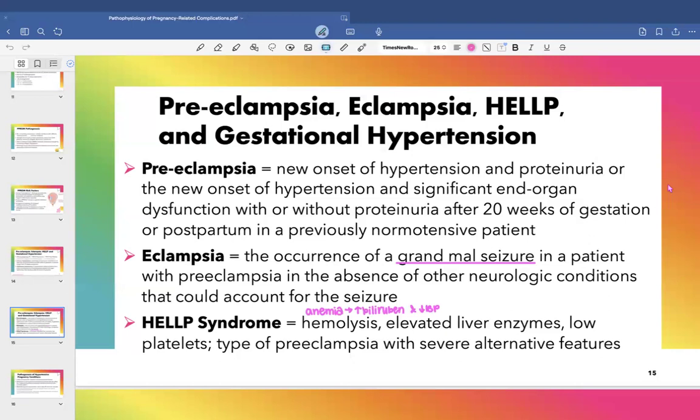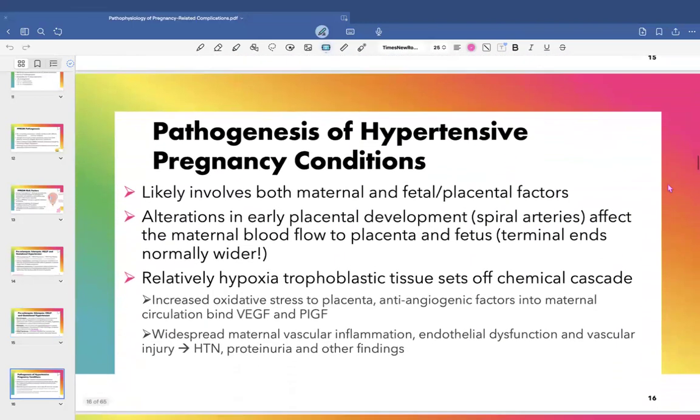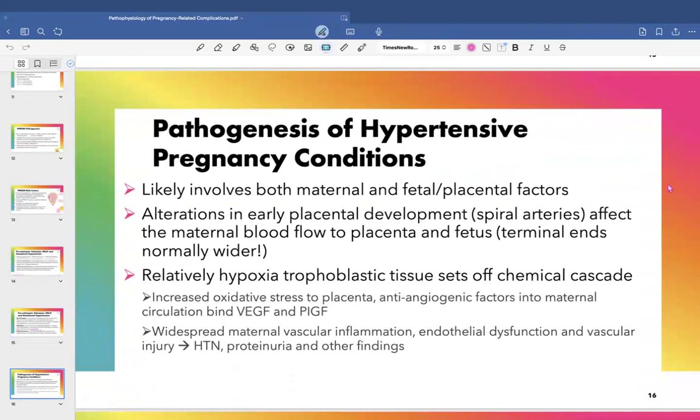So looking at the pathogenesis of these hypertensive conditions, probably both maternal and fetal or placental factors will play a role. And so what they're proposing is that there are alterations in those spiral arteries that feed the placenta for the fetus. And so when that occurs, they become narrower. Because the terminal ends are normally wider to allow that exchange to occur, as they become smaller, it restricts flow.